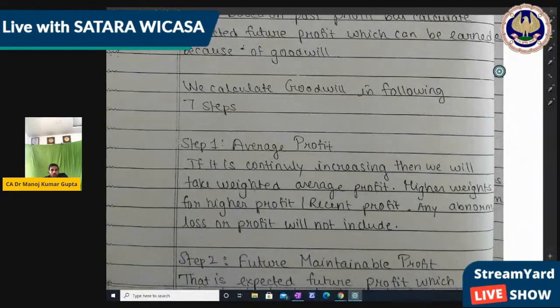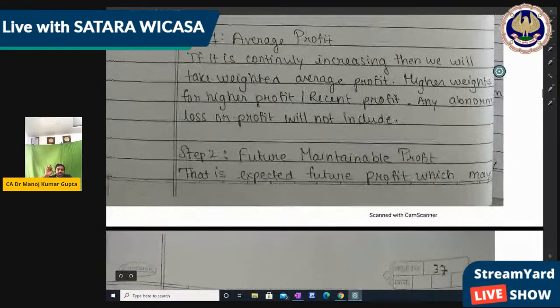If it is a continuously increasing trend, then we should take the weighted average profit. Higher weight for higher profit, that is recent profit. Any abnormal loss or profit will not be included, right? Because we have to include normal profit only. So it's the average normal profit, and if profit is in an increasing trend, then we should take the weighted average profit, right? All these things we had discussed in the last lecture.